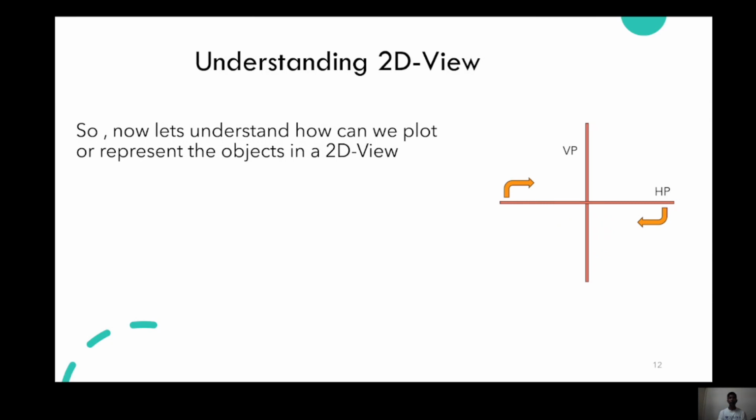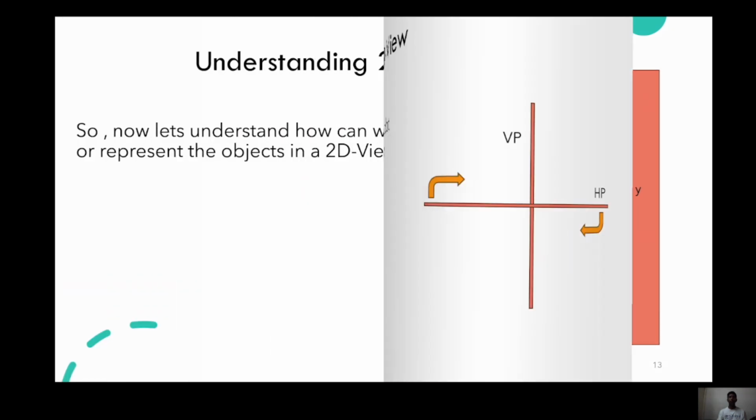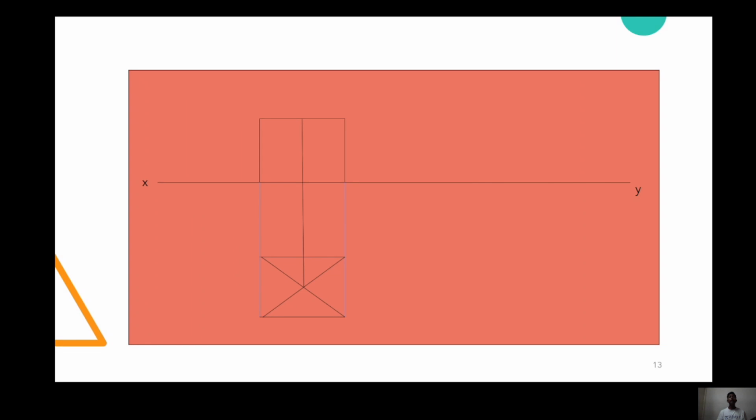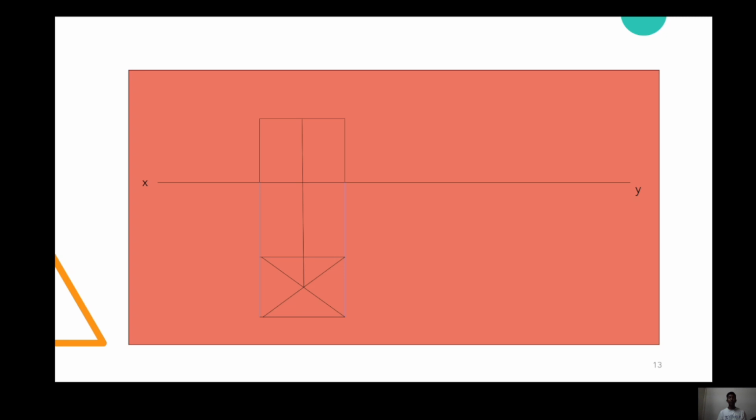So let us understand. So in this diagram, you can clearly understand the 2D view.